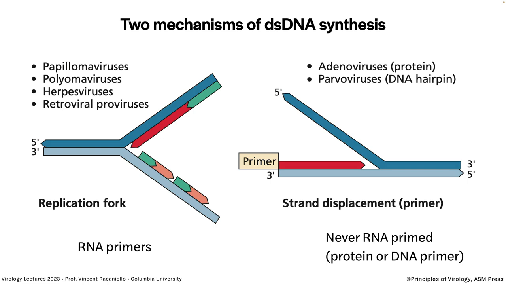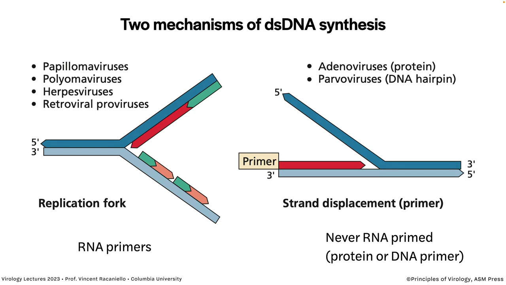It was called a replication fork because it's like a fork in the road, right? When you see a fork in the road, take it. And that's what that looks like. But the other one you could say looks like a fork also, but that was discovered many years later. So it was called strand displacement and it's different mechanistically.